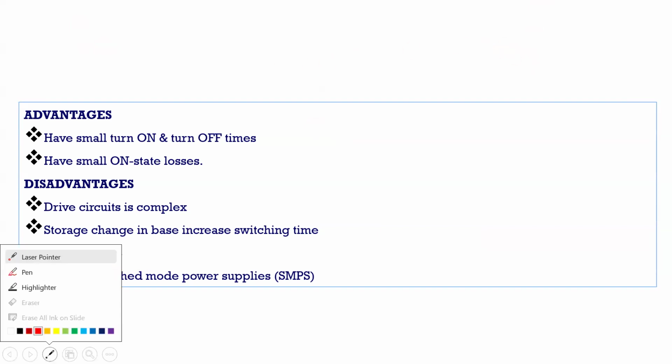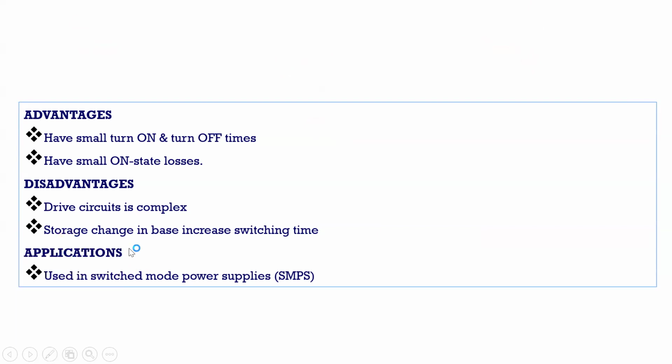So I hope you have understood the power BJT. It is one of the special semiconductor devices which we have discussed. And the reason for using this is to make your device have a low on-resistance. Thank you.